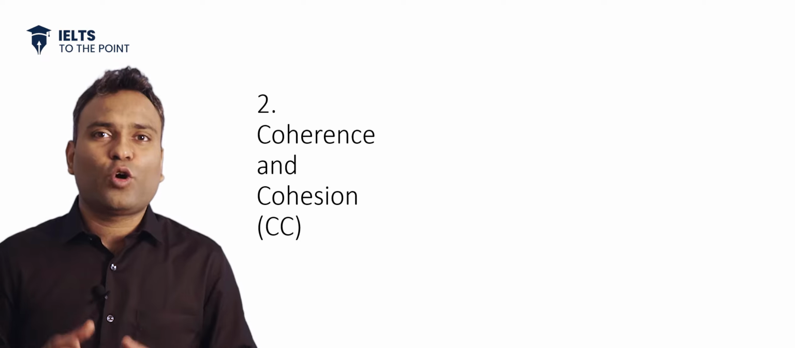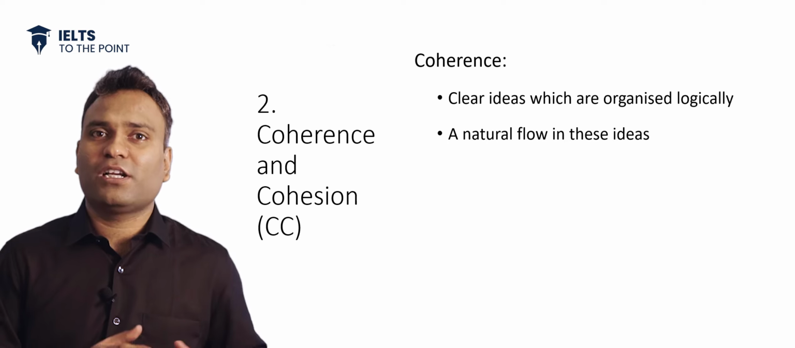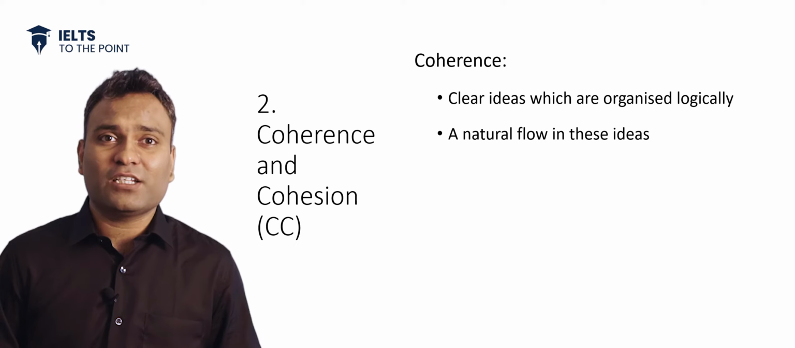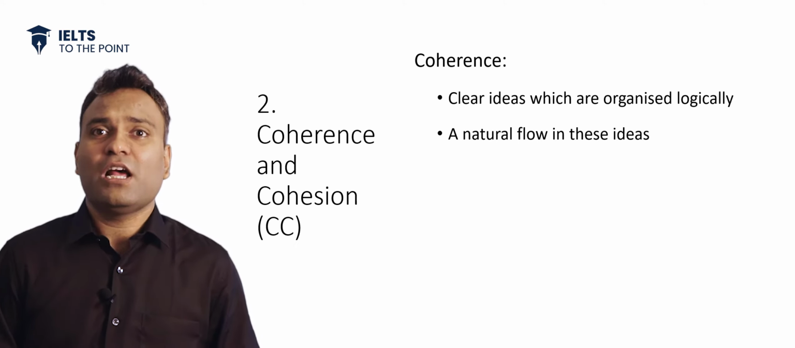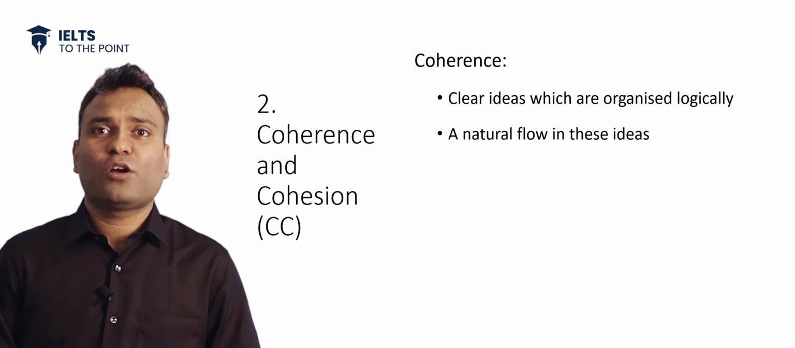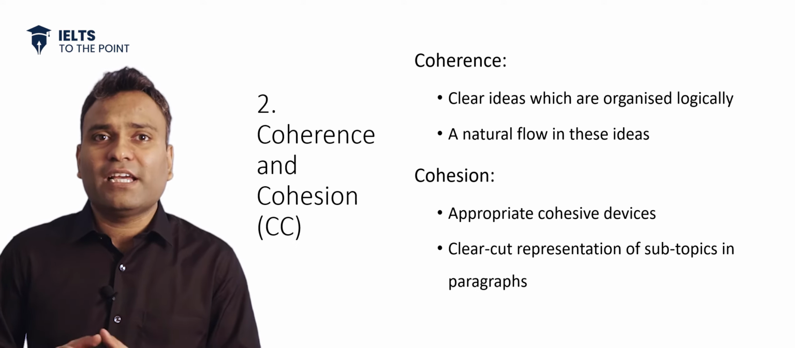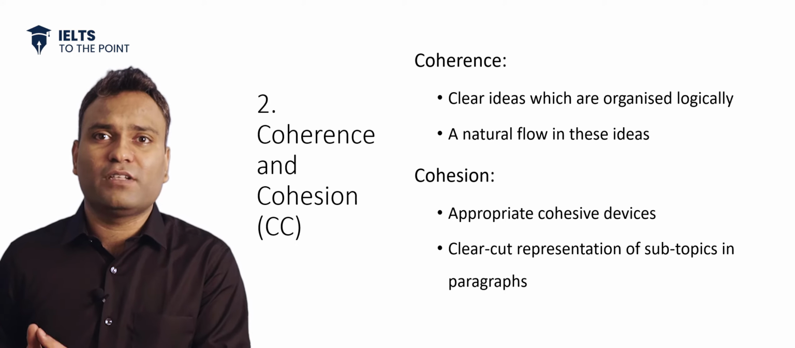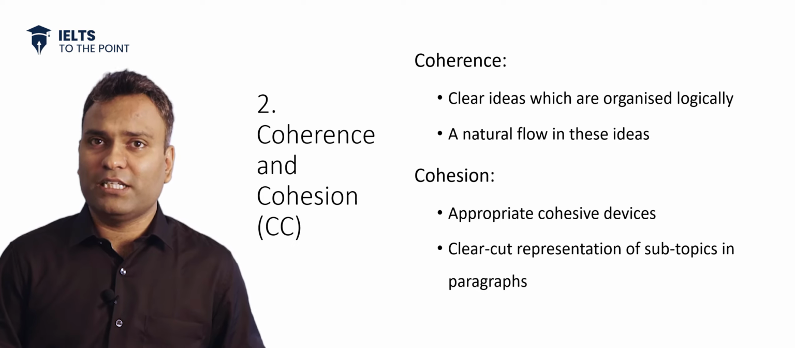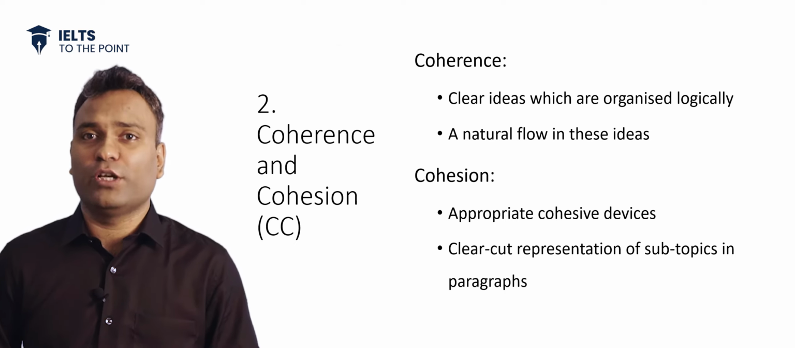The evaluation criterion, coherence and cohesion, deals with the overall structure of the essay. Coherence asks for clear ideas which are organized logically. It simply means that the ideas which help you to explain your position must leave no ambiguity in the reader's mind. At the same time, cohesion deals with appropriate usage of cohesive devices and checks whether the essay has clear-cut representation of the subtopics in the paragraphs. In short, if your essay contains well-developed ideas organized in appropriate paragraphs, you can score well on coherence and cohesion.